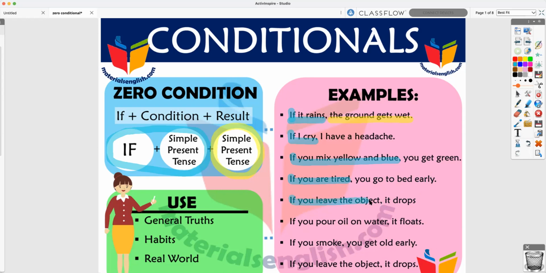If you leave the object, si usted deja el objeto, si usted como que suelta el objeto, pues se cae. If you pour oil on water, y si usted mezcla aceite en agua, este flota. If you smoke, si usted fuma, you get old early. Entonces usted se envejece más rápido, pronto. If you leave the object, it drops. Entonces siempre vamos a tener how many sentences?